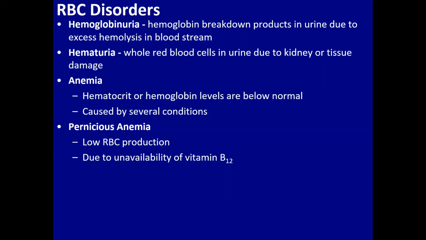Anemia occurs when a person could have decreased red blood cells. There are many different ways to do this. Pernicious anemia is very specific. You're just not making enough red blood cells, and that's because a person is low on vitamin B12.